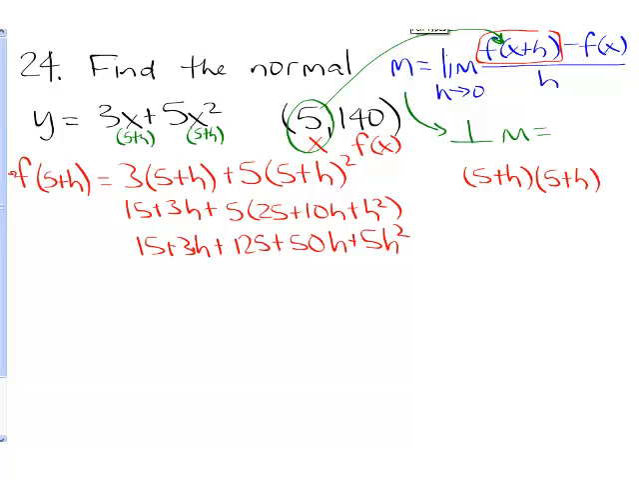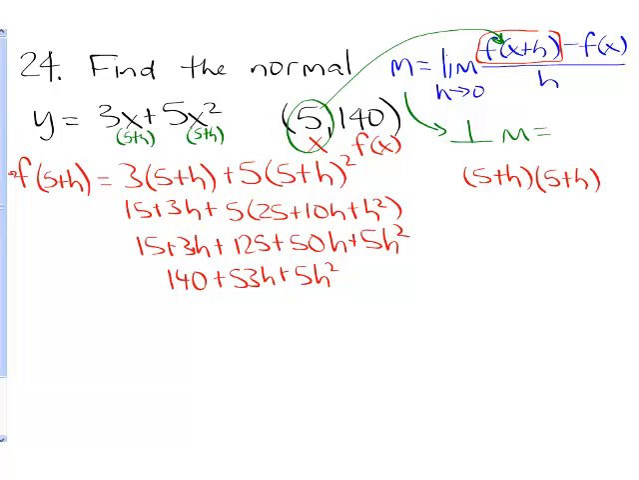All right, so 15 plus 125 is 140. 3h plus 50h is 53h, plus 5h squared. So there's what f of 5 plus h is. That's this part in red: 140 plus 53h plus 5h squared.